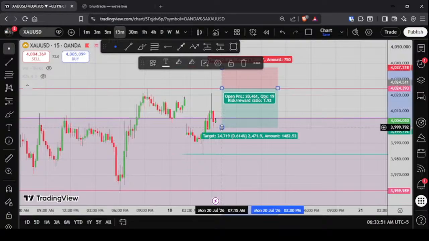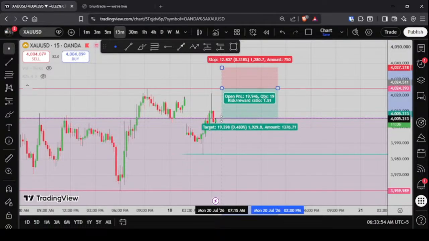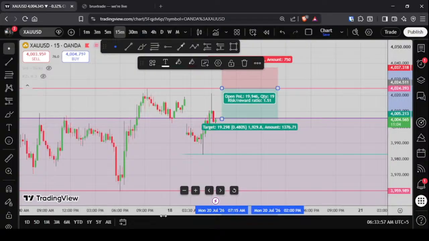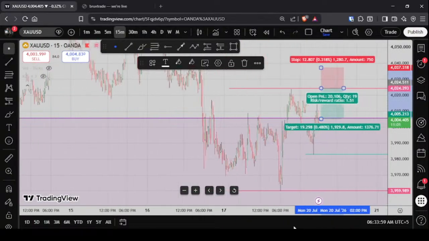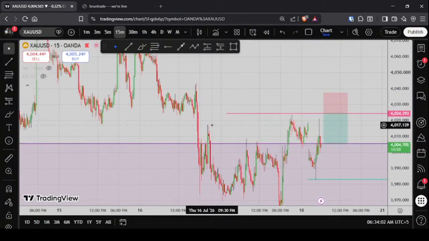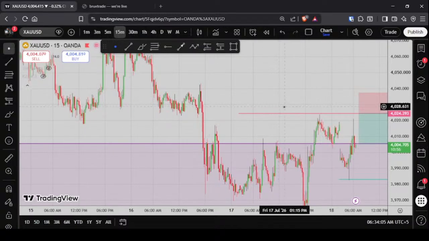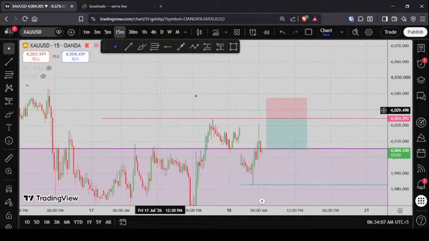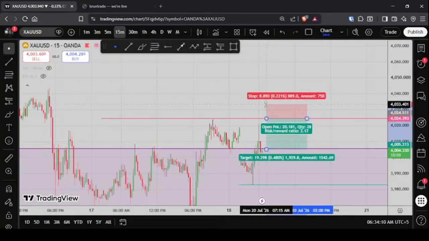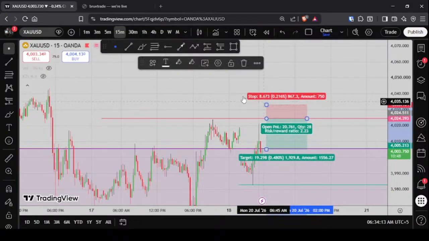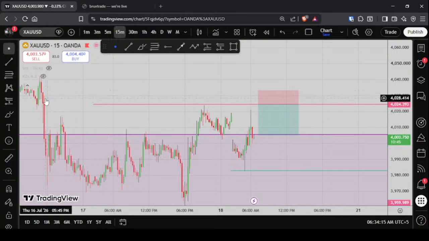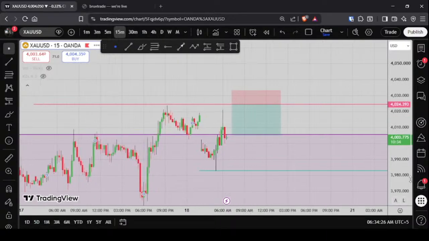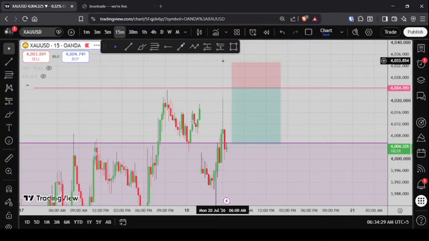What I can do is place my TP there, and my SL would be above. My SL would be right here, below this imbalance high wicks candle right here. Okay. So yes, I guess this is it for gold right now.